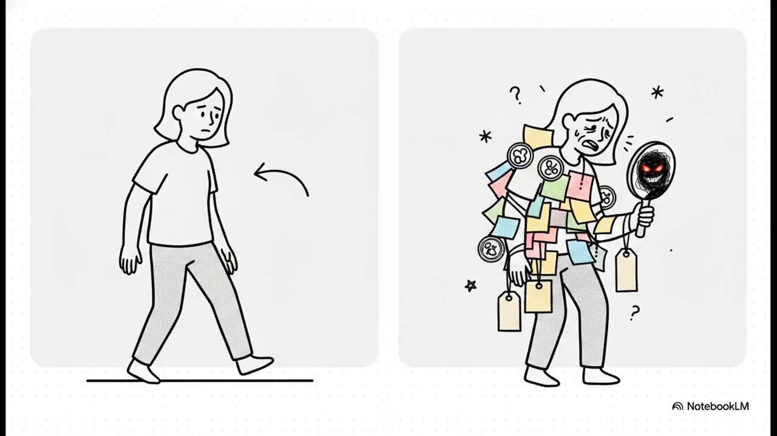Labeling theorists distinguish between 2 stages here. Primary deviance is the initial rule breaking. Let's face it, almost everyone does this at some point, maybe a minor theft, some underage drinking, and it usually has very little effect on your identity. But secondary deviance, that is dangerous.